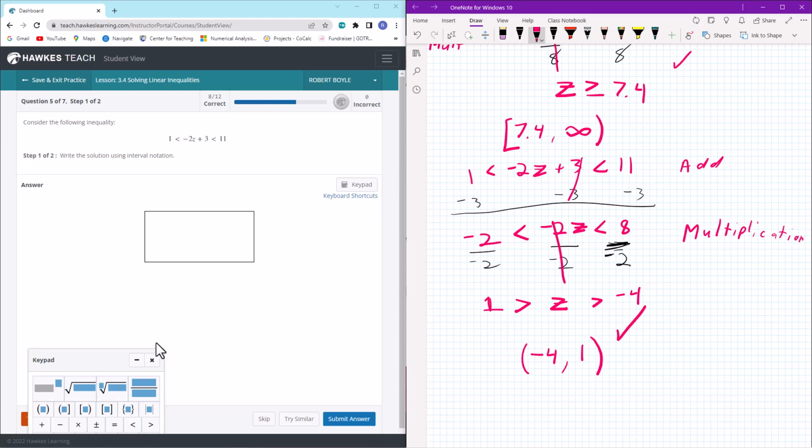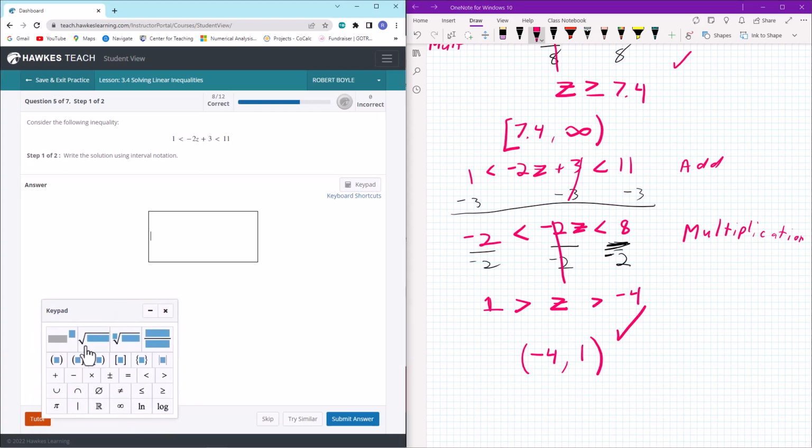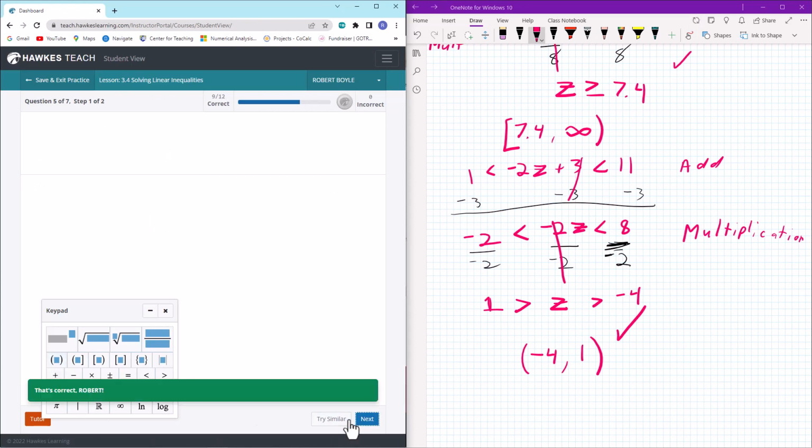Now notice that in this case, we have 2 parentheses. So we want to click on this. Then it's just negative 4, comma, 1. And that should be it.